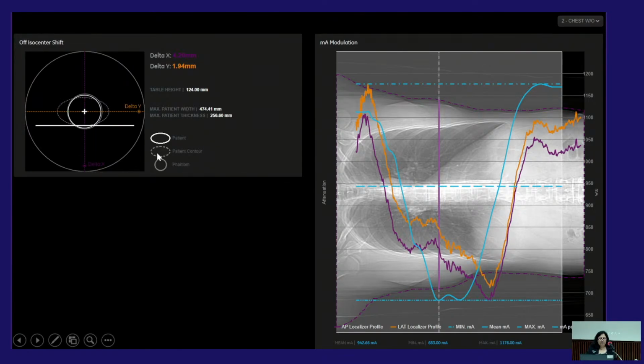The patient contour is a dotted one, and then the phantom is another circle shown here. It shows you the delta X and the delta Y, and that's pretty reasonable. It's only 4 millimeters and 2 millimeters off center, which is totally fine and acceptable. This just shows you how your dose is modulating. Another great way to explain concepts when you're teaching radiologists or technologists, and how it's going down the dose in the lung area and then going up as it's going through bone.